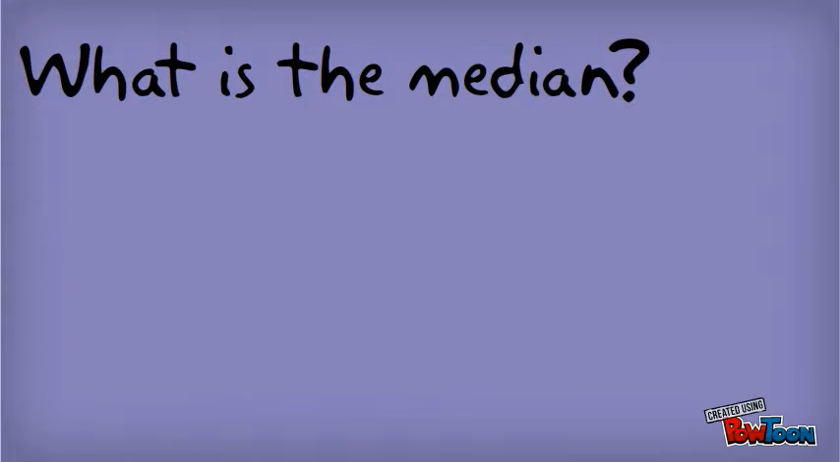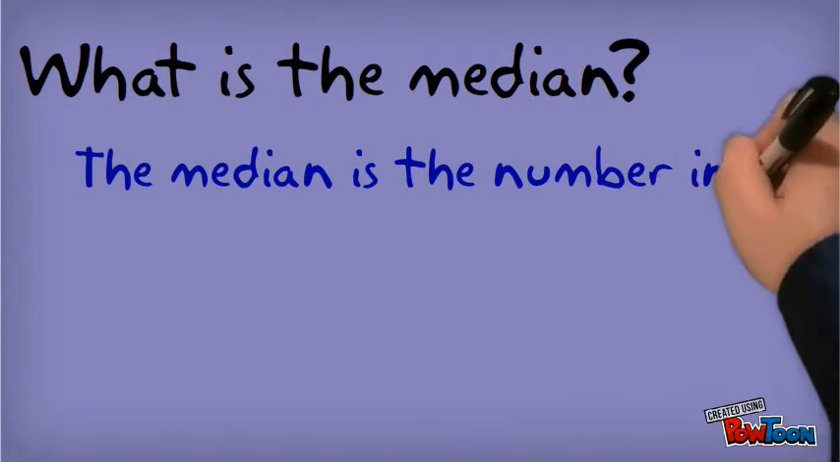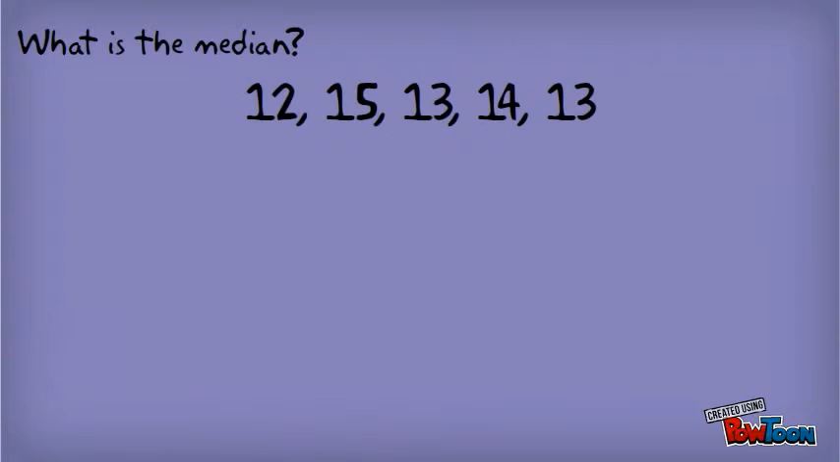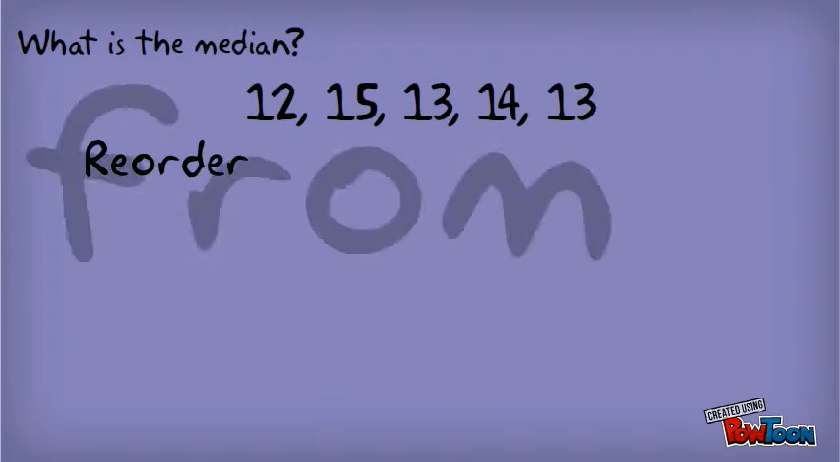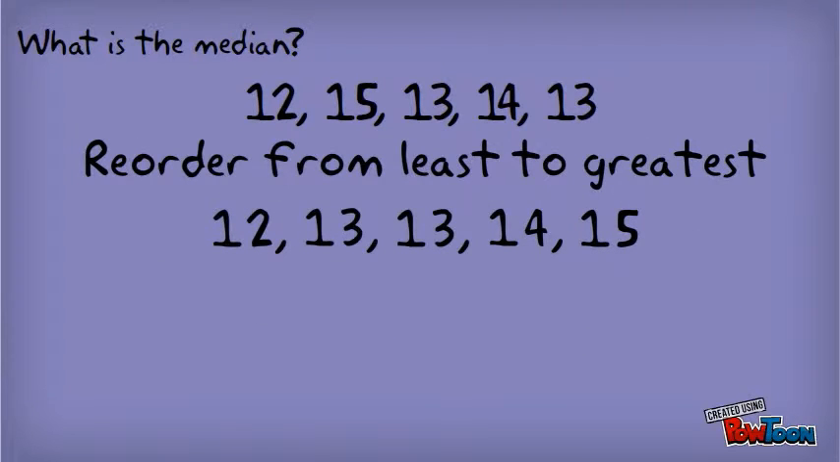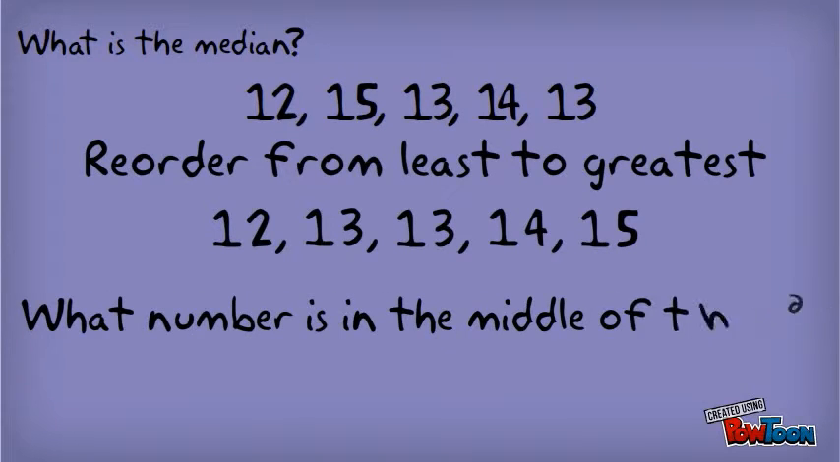What is the median? The median is the number in the exact center of a set of numbers. So given our set of data, again, we're going to reorder these numbers from least to greatest. So we have now 12, 13, 13, 14, and 15. And then the question is, what number is in the middle of the set? Well, if you go from the outside in, that very middle number is 13.